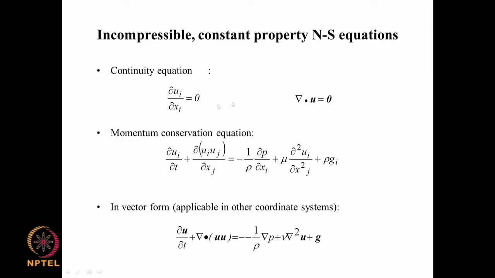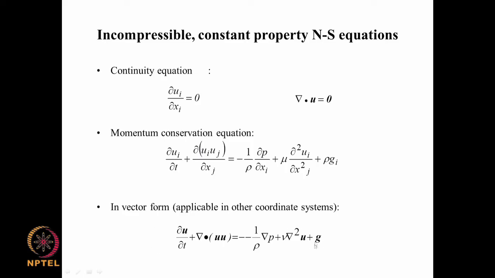So, this can be written in a vector form as del dot u equal to 0, and the momentum conservation equation can be written as del dot uu, which is a dyadic tensor, minus, there is an extra minus here, 1 by rho gradient of pressure plus Laplacian of the velocity vector plus the gravitational vector here.